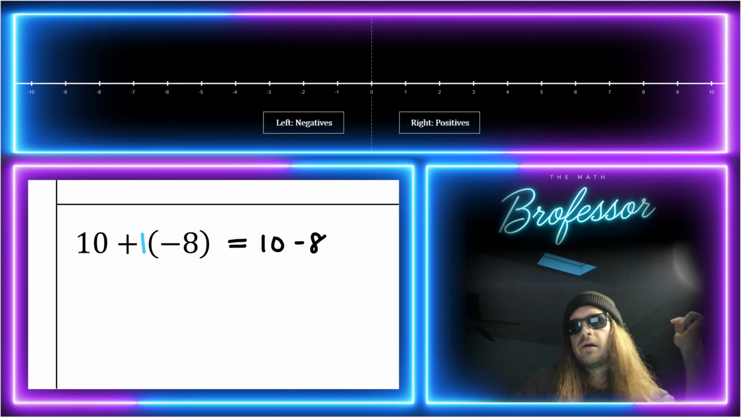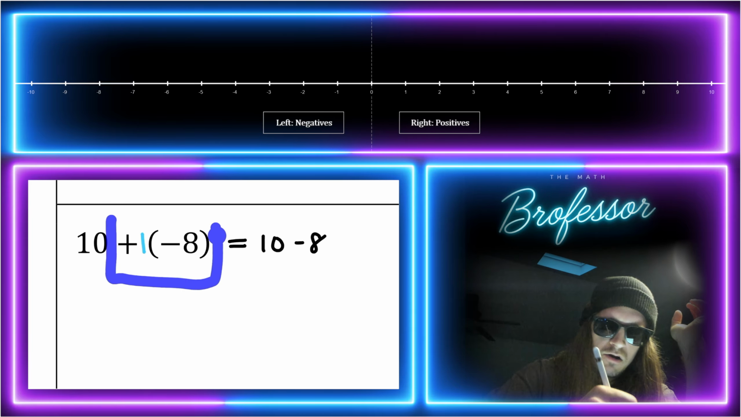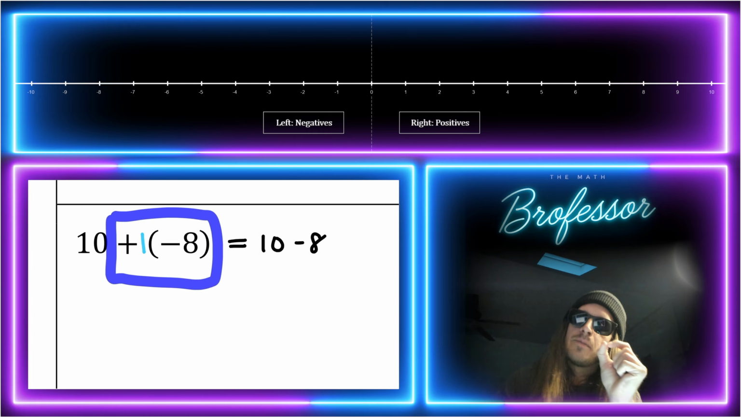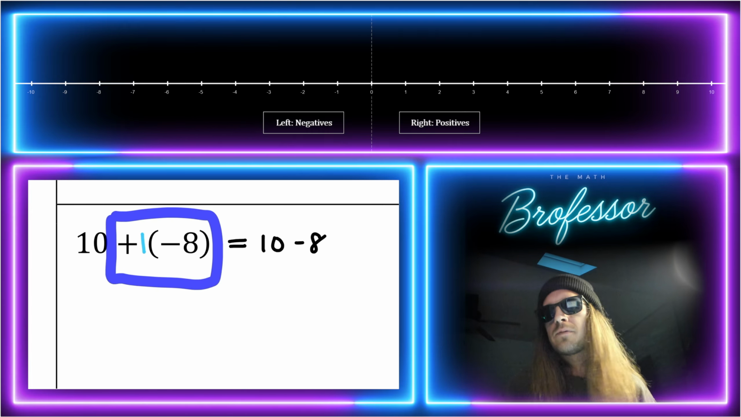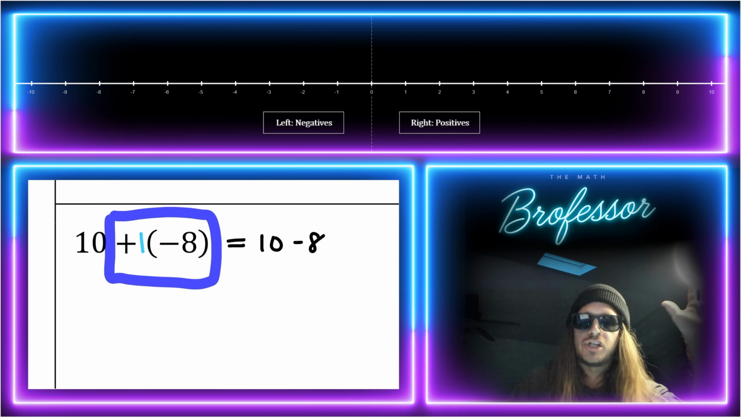You could put a 1 there. That wouldn't change the value of the problem. And this right here, if I'm just looking at that plus 1 parentheses minus 8, whenever you have a number against a parenthesis, the implied operation is multiplication. So we could just simplify this mess. This is a mess. Everything in the blue box, it's too much.